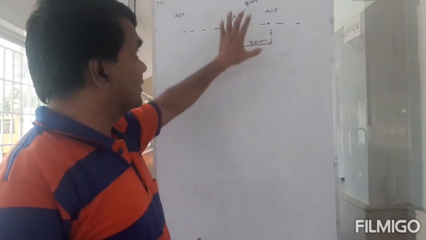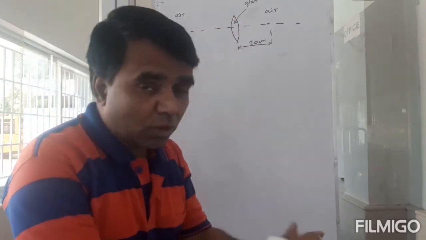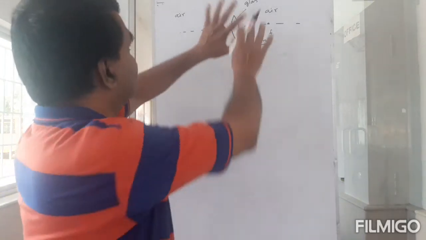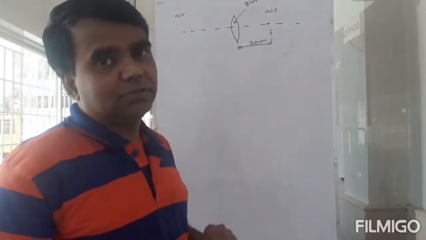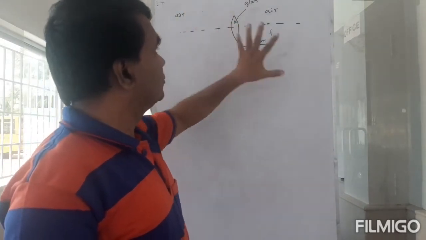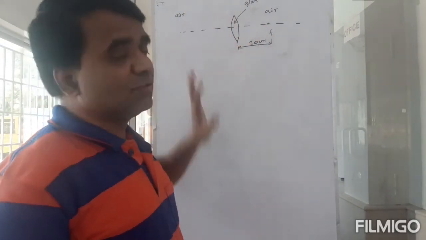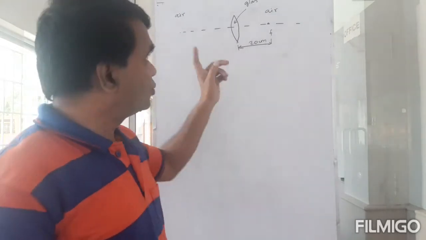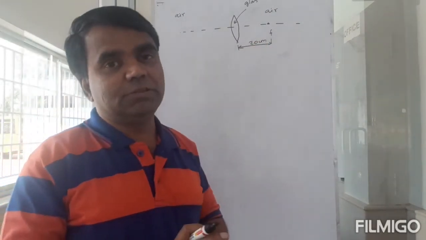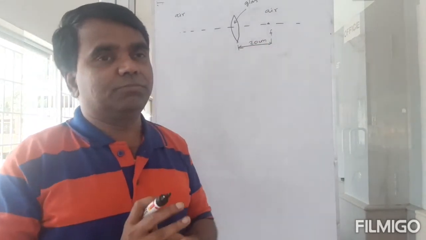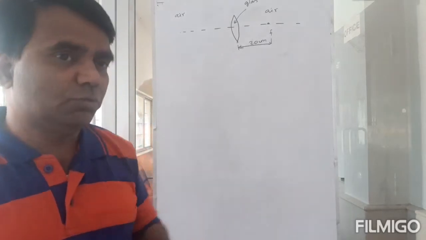Now the question is, take the same glass and put it in water. Change the surrounding medium. Instead of air, you keep the surrounding medium as water. Then would you have the same focal length there? That's the question.